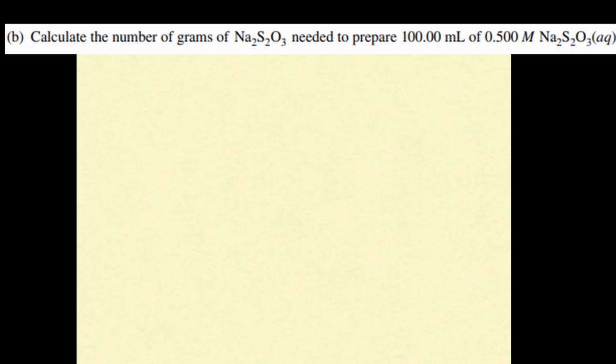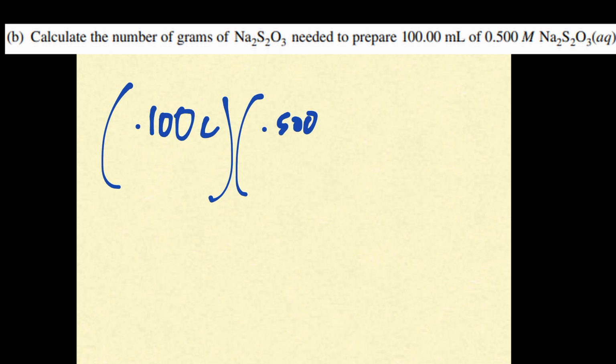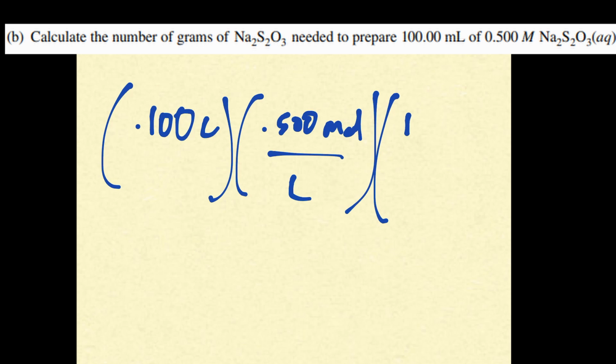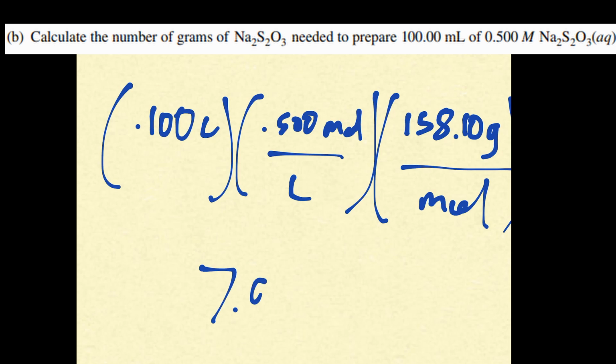This question is just some simple stoichiometry. We first multiply 0.100 liters by the molarity, 0.500 molar, to get the amount of moles we need, and then we convert from moles to grams by multiplying by the molar mass to get our answer, 7.90 grams of sodium thiosulfate.